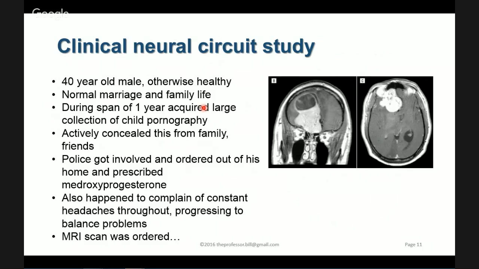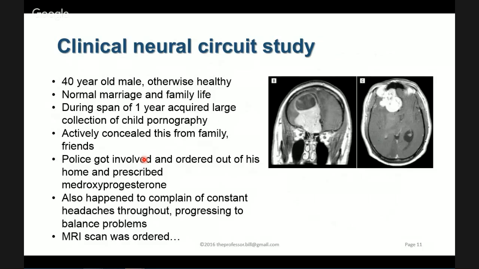This is a 40-year-old male who was otherwise healthy, had a normal marriage as well as family life. And during the course of 1 year, he started to engage in behavior that he had never engaged in before. And during the course of this 1 year, he started to actually engage in a type of behavior that society, culture, everything says is against the law. It's something that wasn't part of his normal behavior, and he started to collect child pornography. He knew that this was wrong behavior, by the way. He concealed this behavior from his family actively. So his rationality, his reasoning skills were still intact.